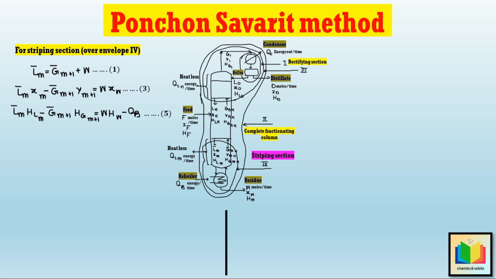Now, from these 3 equations, let's find out the equation for L_M divided by G_(M+1). So after rearranging the terms of equation 1, we get the value of W. Hence equation 1 can be written as L'_M minus G'_(M+1) is equal to W. Now let's put the value of W from equation 9 in equation 3, hence we get.